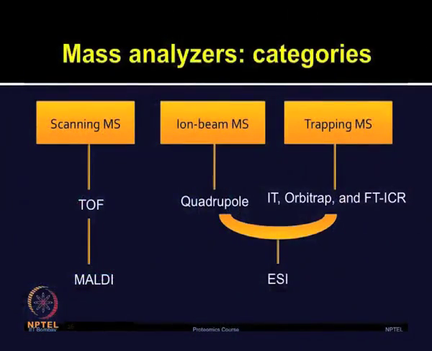Now, mass analyzers can be categorized broadly into scanning MS, ion beam MS and trapping MS. Scanning MS is more commonly used with the TOF, which is further coupled with the MALDI ionization source. The ion beam MS is commonly used for quadrupoles, whereas trapping MS is for ion traps, Orbitraps and FTICR. All these can be coupled with electrospray ionization, ESI. Now, some of the important mass analyzers, let us discuss in a little more detail.